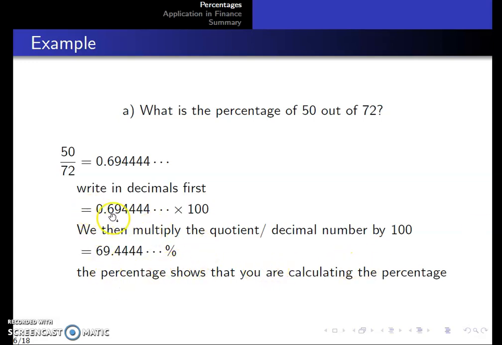percentage sign. Remember, if you multiply it by 100, there will be some change that will occur here. In this case, the first two decimal numbers move outside the decimal point. So there should be some change after multiplying by 100, and then you always show the percentage sign. If you do not show the percentage sign, that means you have not multiplied by 100.